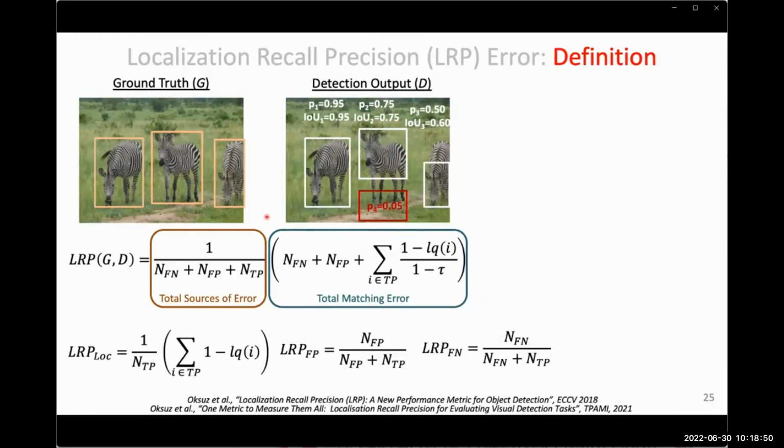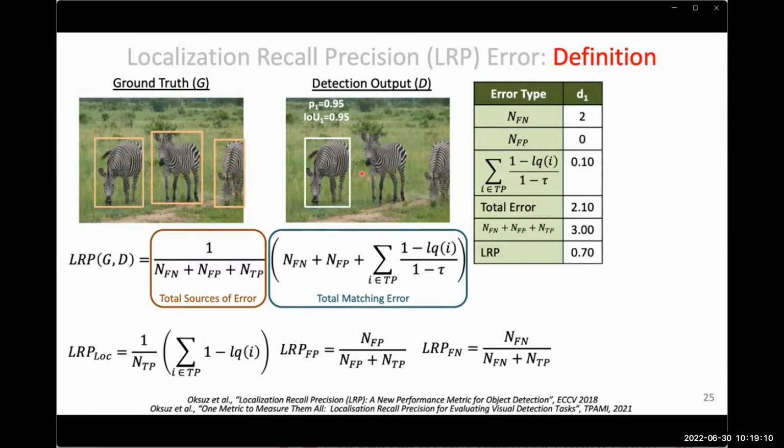Let us go through an example to see how LRP error can be calculated. Let's go through this example image for which we have these objects as ground truth. Let's consider a detector which provides these boxes as detections. If we threshold these detections by 0.95, we obtain a single object, and for this case, the number of false negatives is 2, the number of false positives is 0, and we can easily calculate the normalized localization error. We can add them up, obtain total error, we can normalize it with 3 and obtain an LRP value of 0.70.